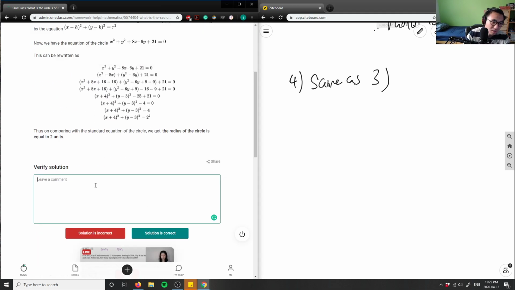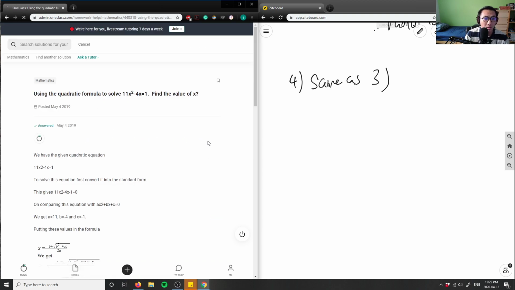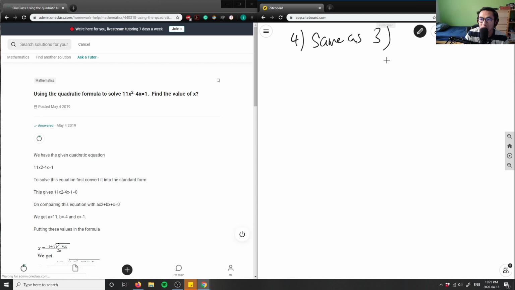So even though this is the same as the previous question, it has an even clearer step-by-step solution. So this here is great in terms of that. This solution here is also correct. Okay, let's do number 5.